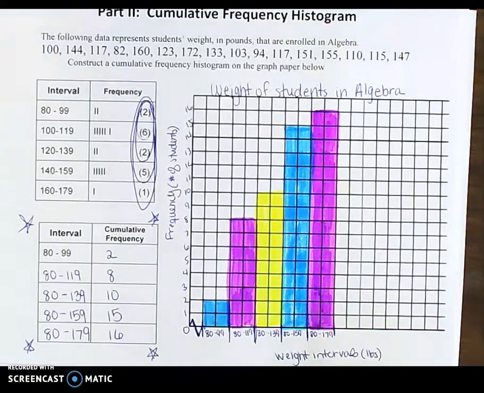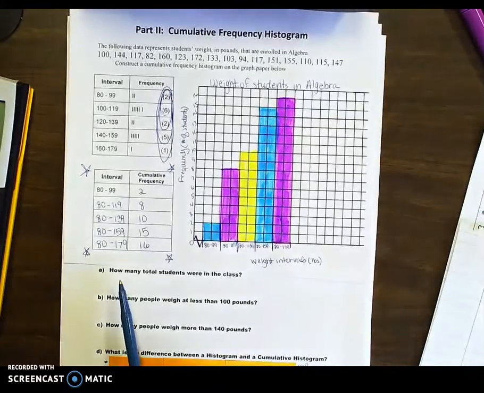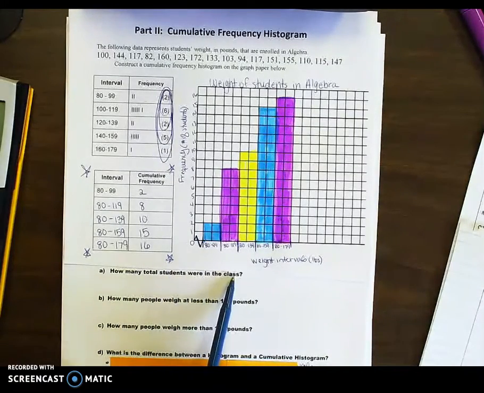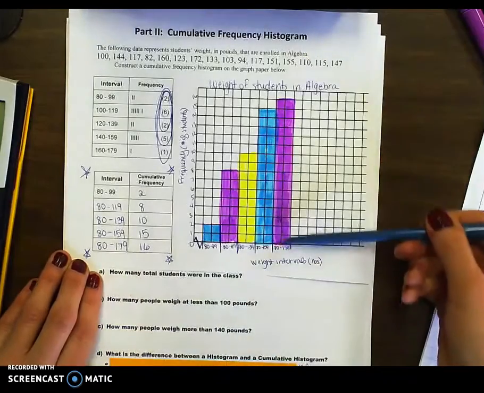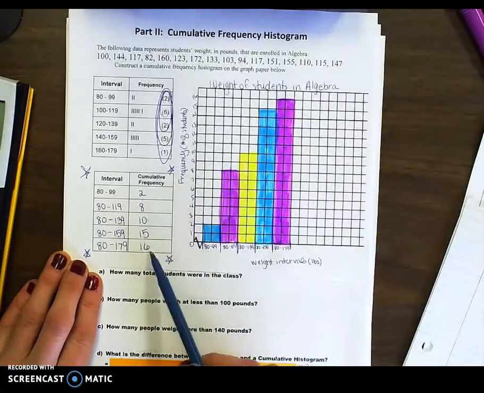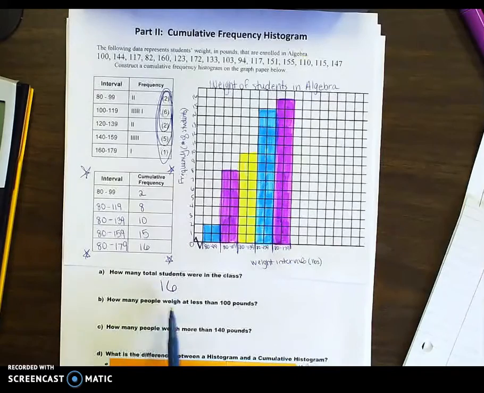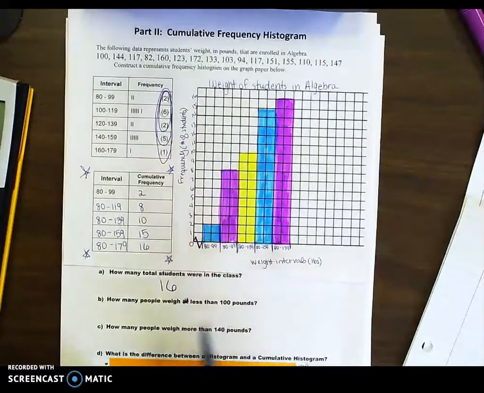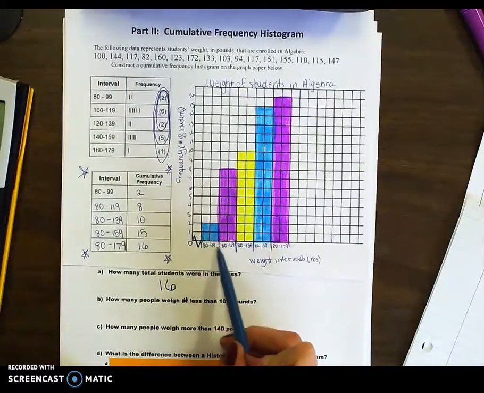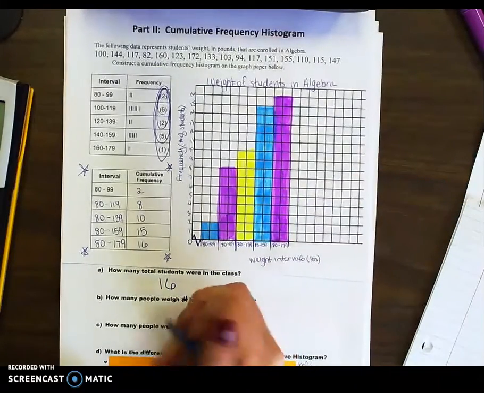All right, now that we have graphed our cumulative frequency histogram, let's take a look at interpreting it. Question A, how many total students were in the class? Well, by the very last interval, we should have all the students in this last one because we combined them all. So there are a total of 16 students. How many people weigh less than 100 pounds? Let's take a look. This first interval is everybody that weighs less than 100 pounds, and there are 2 people in that interval.